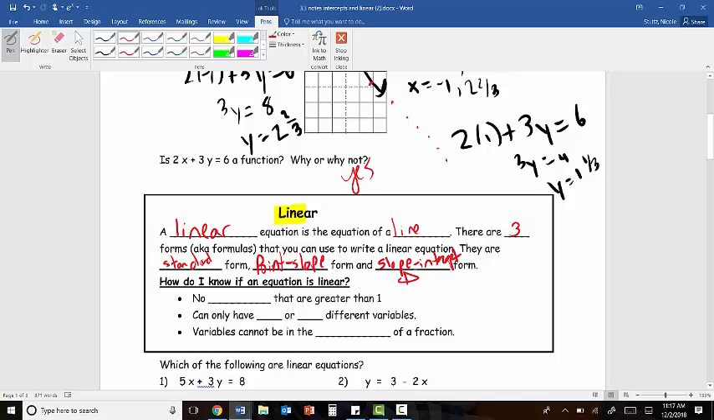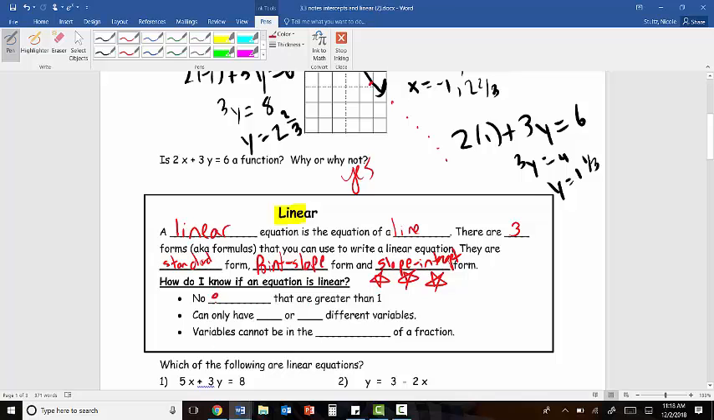So this is the one that will be most important. We'll use this far more than anything else we use. But you can technically, if it just says write a linear equation, you can write it in any of these three forms and it'll be okay. So in order to know this little cheat, so you can know ahead of time if your graph should make a line, is 3 rules.